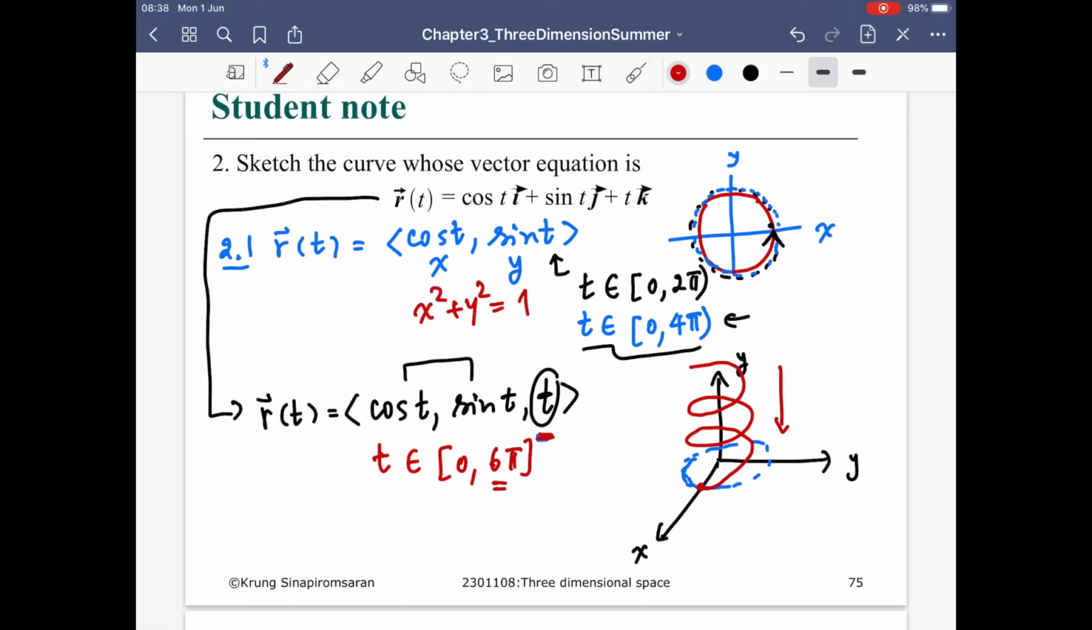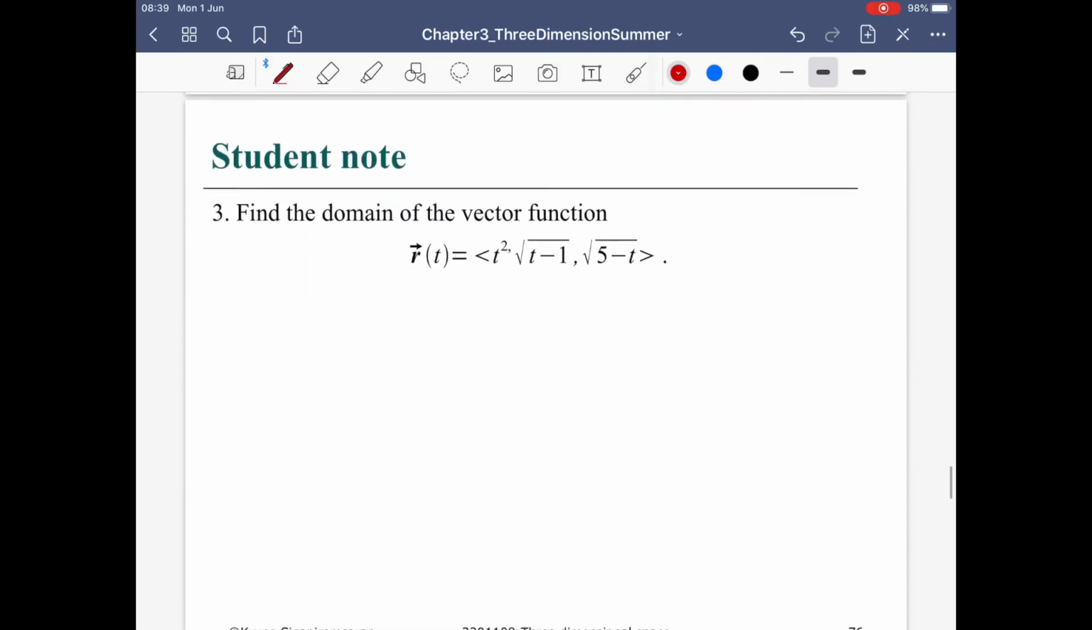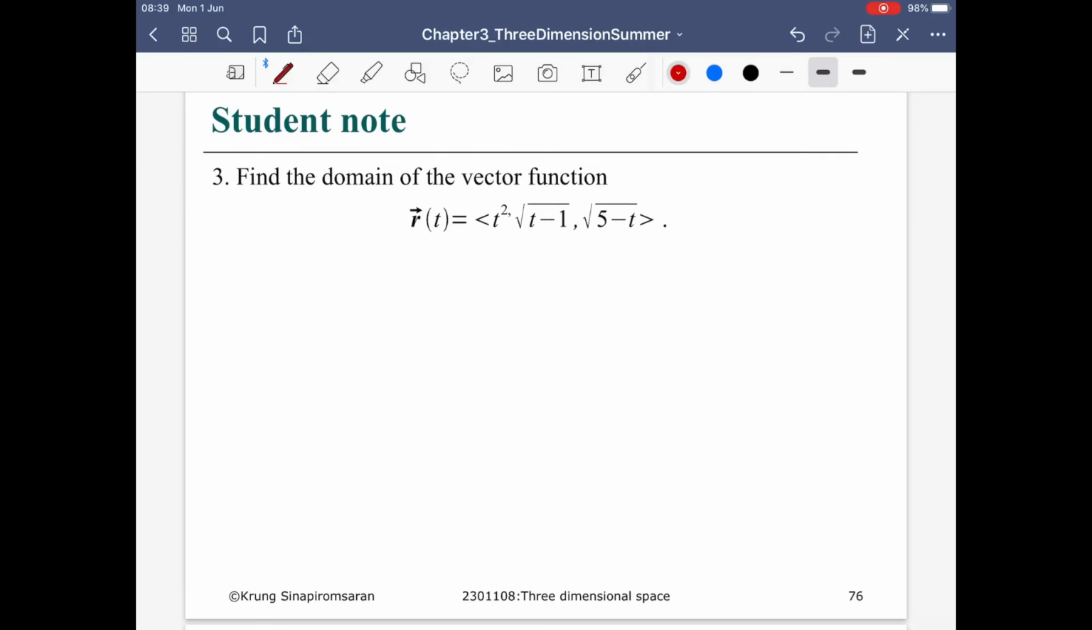And sometimes we are going to determine the direction as well, that here's the direction of the helix. Okay, something like this, depends on each of the t that's traveled along the curve. All right, so now we go back to some of the problems.